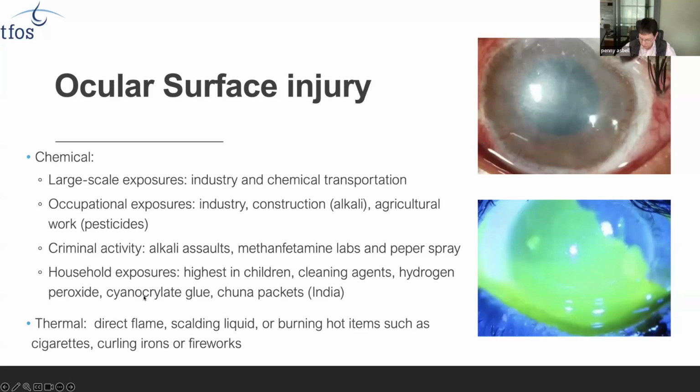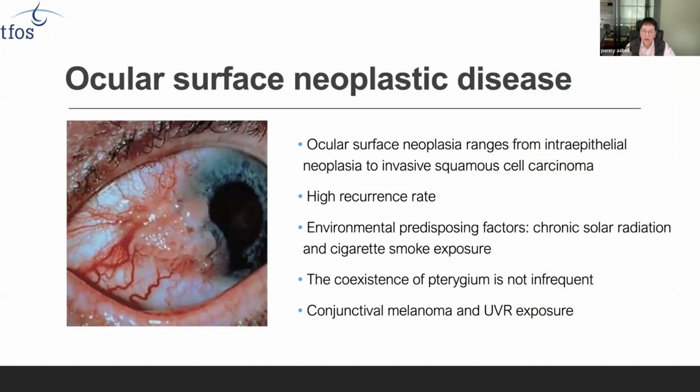Okay. Neoplastic disease of the ocular surface is pictured here, from neoplasia to intraepithelial changes to invasive squamous cell carcinoma. They do have a high recurrence rate. There do seem to be some environmental exposure issues: chronic solar radiation, cigarette smoking, and often they may have a pterygium as well, induced by the same risk factors. You can also get melanomas and ultraviolet exposure.